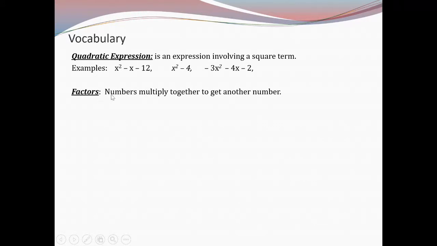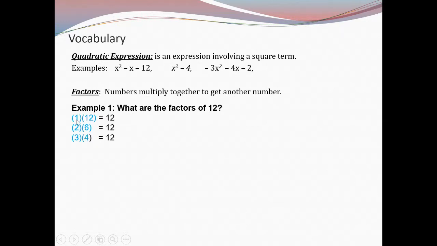Okay, now factors. Factors are numbers multiplied together to get another number. Example, what are the factors of 12? How can we get 12? We can do it by 1 times 12, 2 times 6, and 3 times 4. They all equal 12. So these are the factors: 1, 2, 3, 4, 6, 12. They're all here in order.